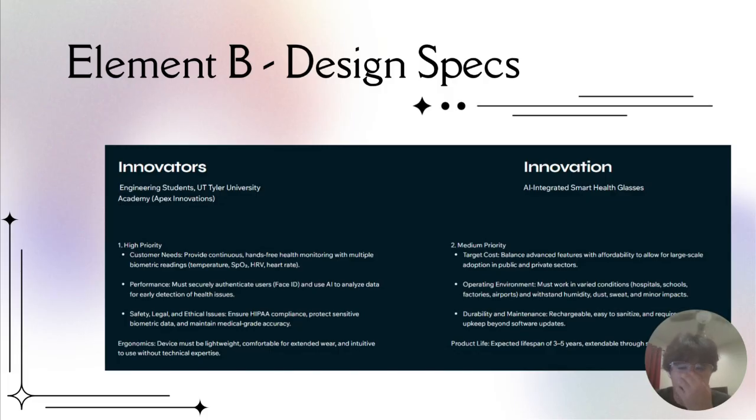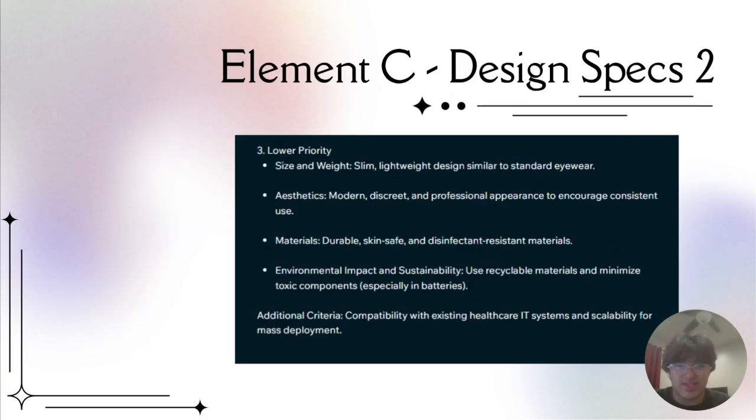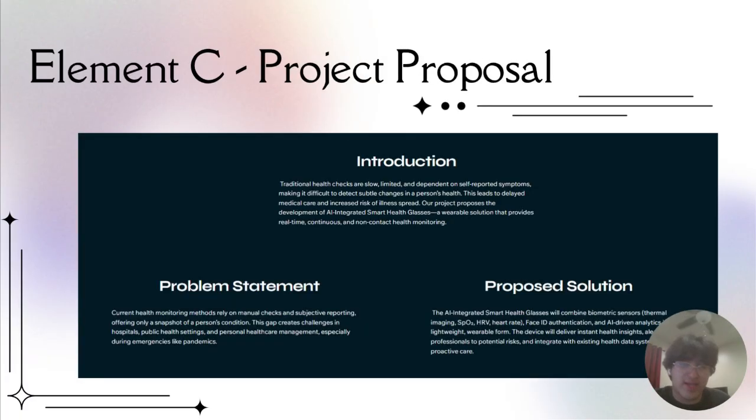Priorities, so here you can see the priorities from high to low. High is stuff like customer needs, performance. Medium is stuff like target cost, operations, and environment. While low is stuff like size and weight. Low does not mean these will not be taken into account at all, but with time constraints and money constraints, we can't really prioritize these as much as others, such as making the thing usable.